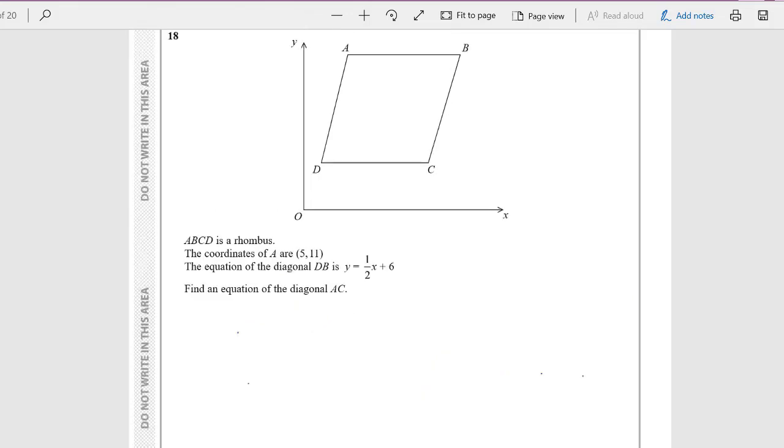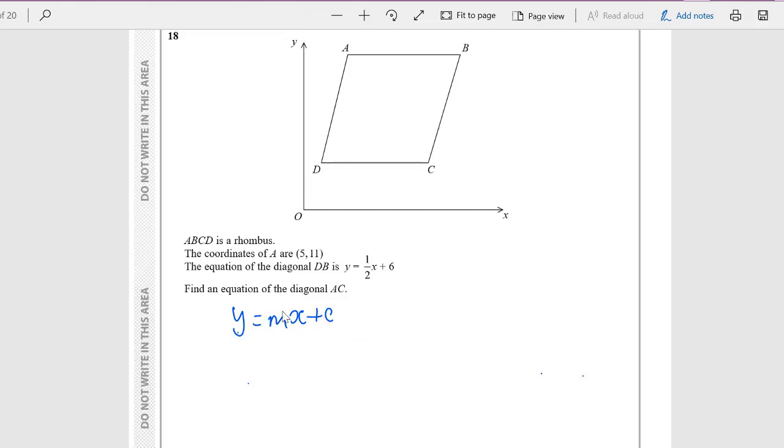Okay, question 18. So it says that ABCD is a rhombus. The coordinates of A, which is here, are 5, 11. The equation of the diagonal DB, so that's that there, is y equals half x plus 6. Find the equation of the diagonal AC. Right, so essentially we want to find the equation of this line, which corresponds to the diagonal AC. So we're going to use this form, the equation of the line.